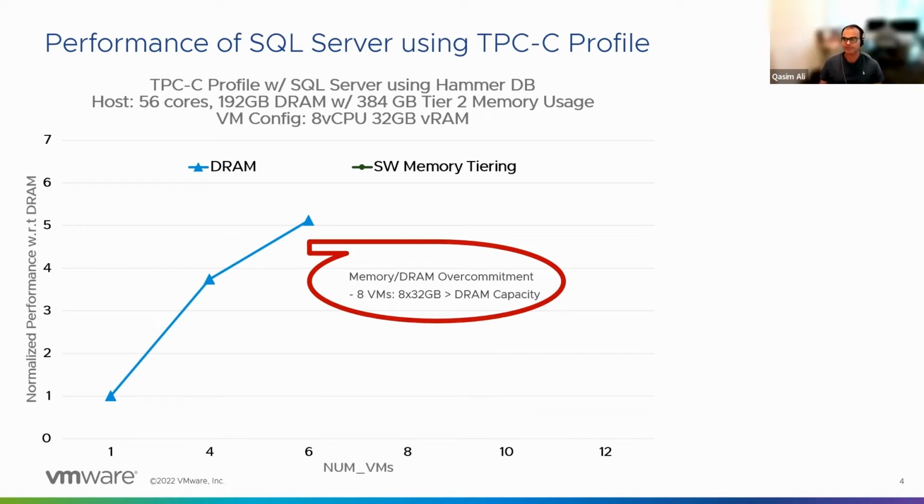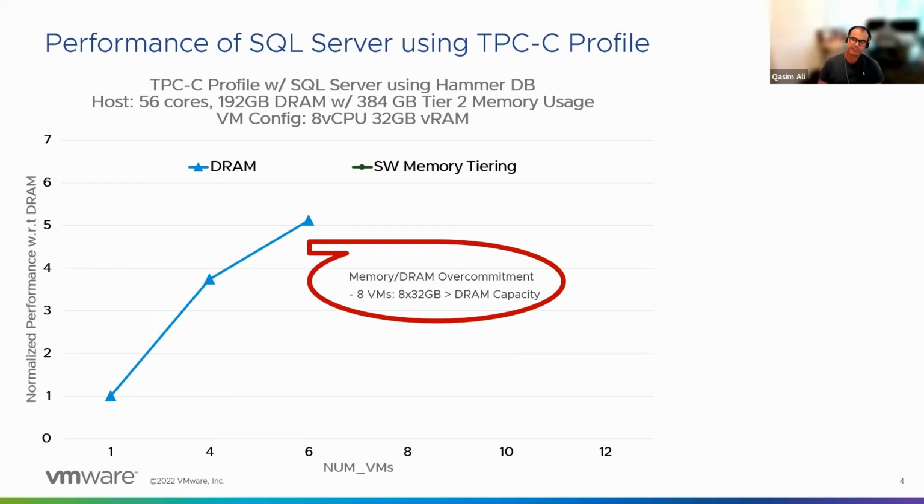Now, in this case, we go into the memory overcommitment zone. If you're familiar, in memory overcommitment we do ballooning, which means taking memory out of the guest OS. As a result, the guest OS starts to swap pages, and SQL Server doesn't like that. So the SQL Server transactions would time out.